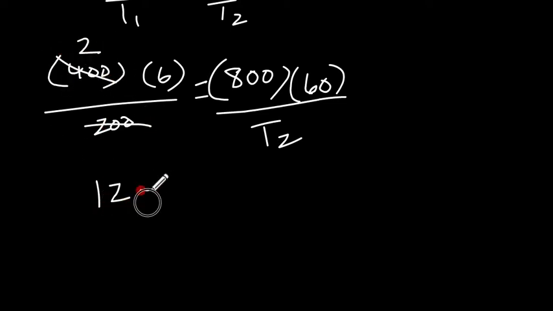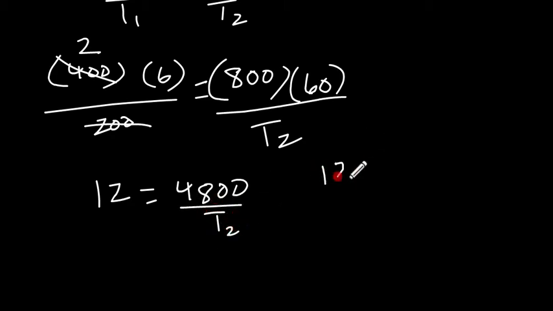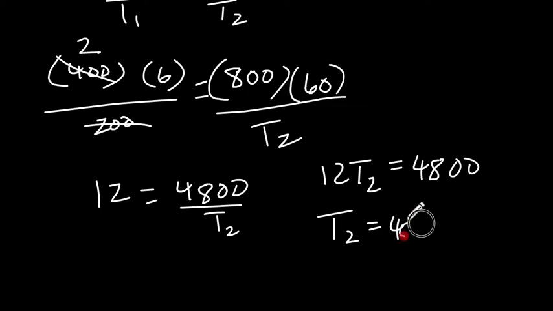So we get 12 equals 4,800 over T2. And then cross multiply, so you get 12 T2 equals 4,800. We're almost there. T2 equals 4,000. And make sure you put your units, it's in kelvins. So yeah, when you have chemistry, you'll learn about all that. Right, number 2 done, we are on number 8.